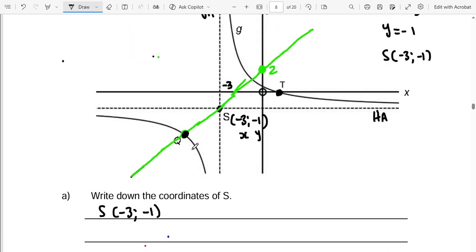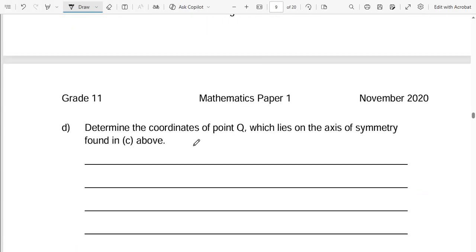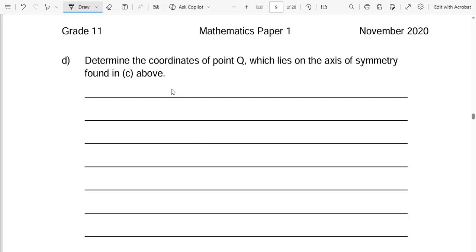How do we find the point of intersection? We equate the two graphs. So this tells you that you're going to take your g of x and equate it with your axis of symmetry. So your g of x, let's say g of x, that was 4 over x plus 3 minus 1. And then the axis of symmetry, that was y is equal to x plus 2. So this is your equation 1, this is your equation 2.